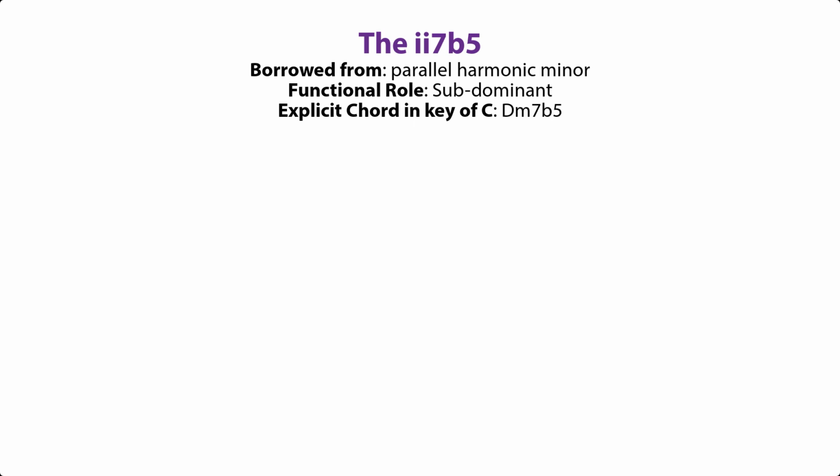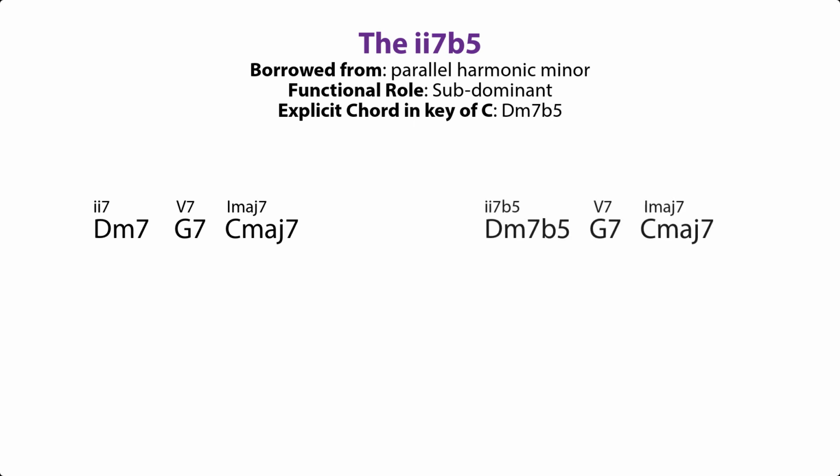In terms of its function, it plays the role of a subdominant, meaning it leads into the dominant. For example, let's say you're playing a 2-5-1 in the key of C major, meaning you're playing a D minor to a G to a C, or with sevenths, D minor 7th, G dominant 7th, C major 7th. The D minor 7th plays the role of a subdominant, meaning that you could substitute it for a 2 minor flat five. So instead of the D minor 7th, you could play a D minor 7 flat five. It would sound like this.